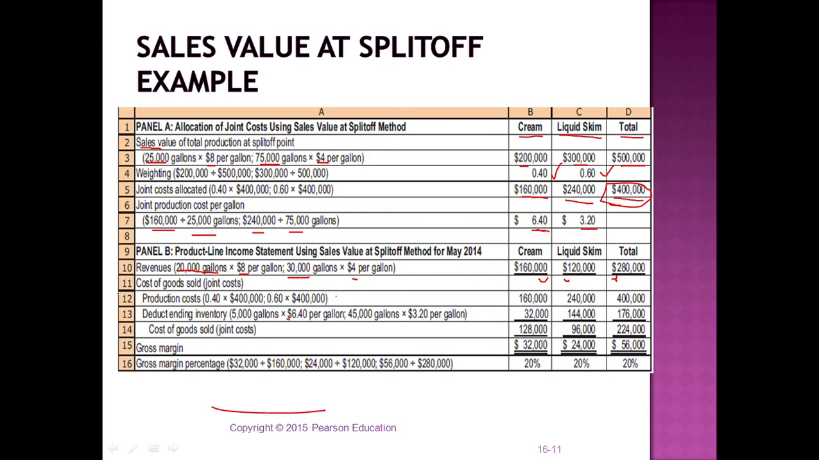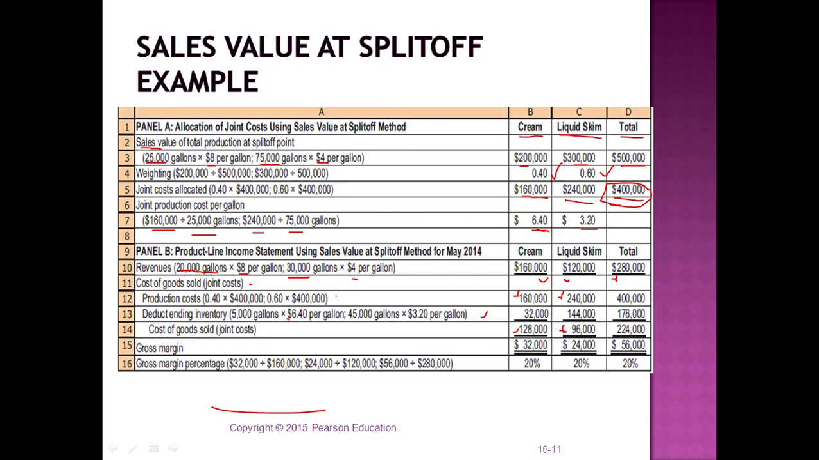And then you will take cost of goods sold. Remember, you have to take the joint cost because they have not given you any separable cost. So let's only talk about the joint cost here. So joint cost, which you already calculated, 160,000 and 240,000, we are taking it here, minus ending inventory. So we deduct the ending inventory, 32,000. So what you got is the cost of goods sold is 128,000 and 96,000.